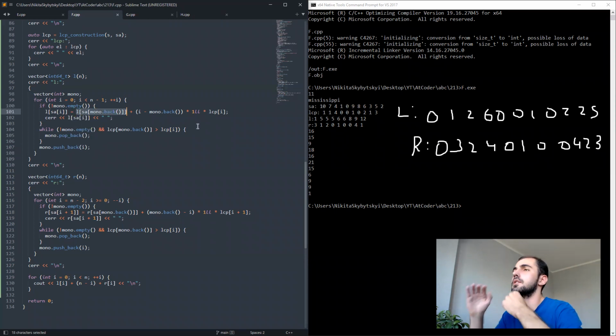What's the answer? I need to find the element, the previous smaller element, which is L at say mono back. So mono back is the previous smaller element of LCP. And I can take that answer, just take it. And what I want to add is the difference times LCP in my position.